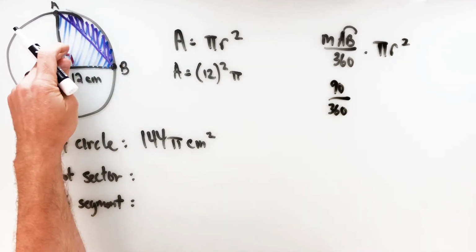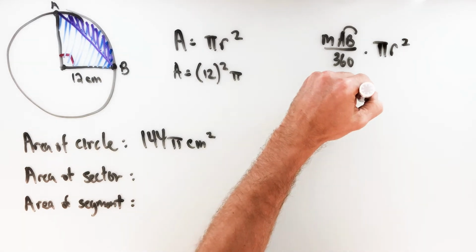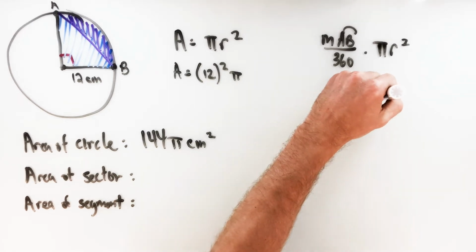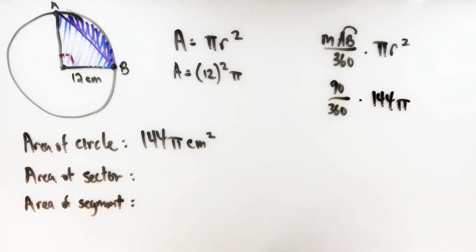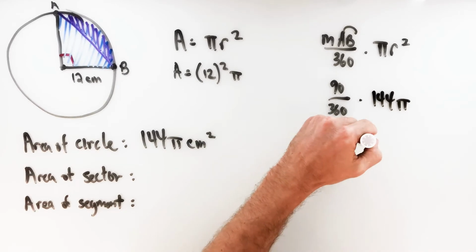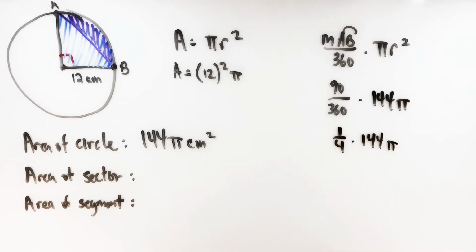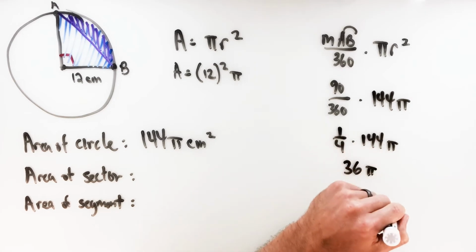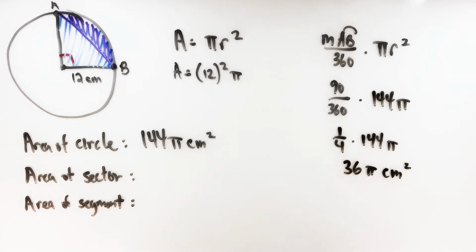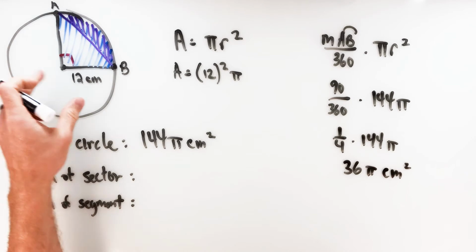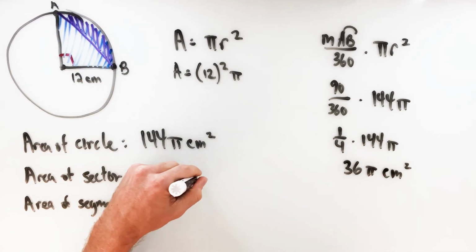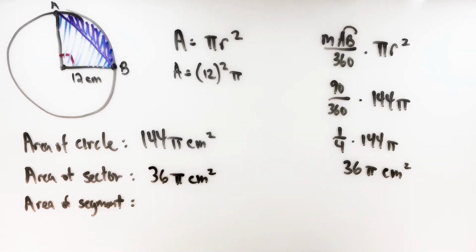That's how we know that that is 1/4 of the circle, times pi r squared, which again is the area of the whole circle. Luckily, we already found that, 144 pi. 90 over 360 is 1/4, and 1/4 of 144 is 36. So the area of the sector, which again is a fraction of the area of the whole circle, in this case the fraction is 1/4, is 36 pi square centimeters.